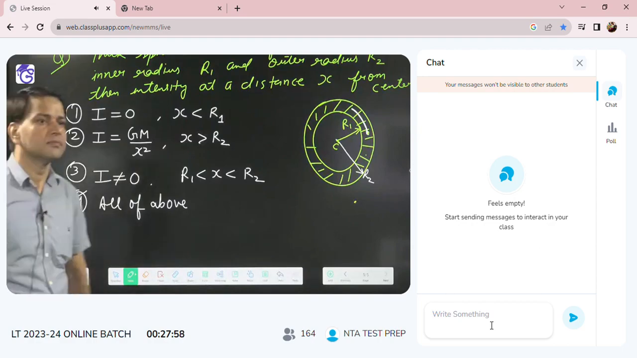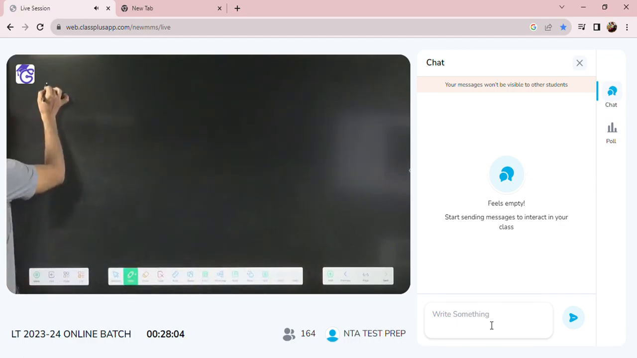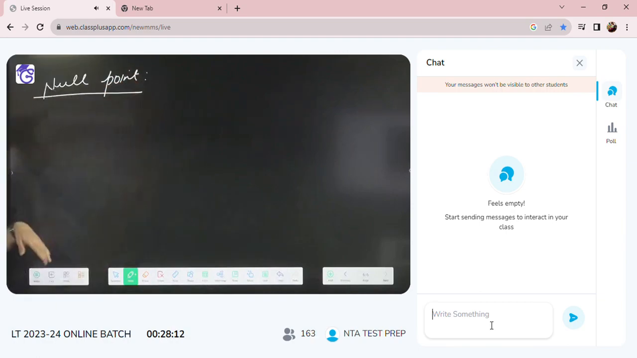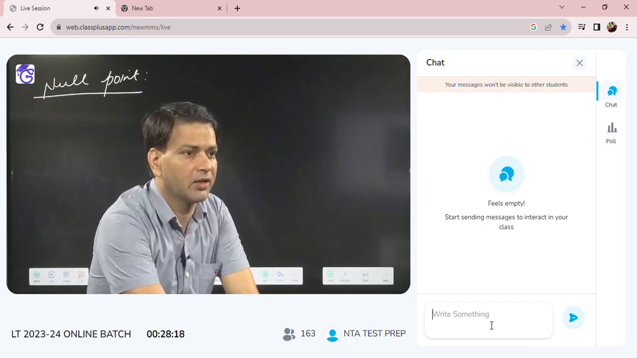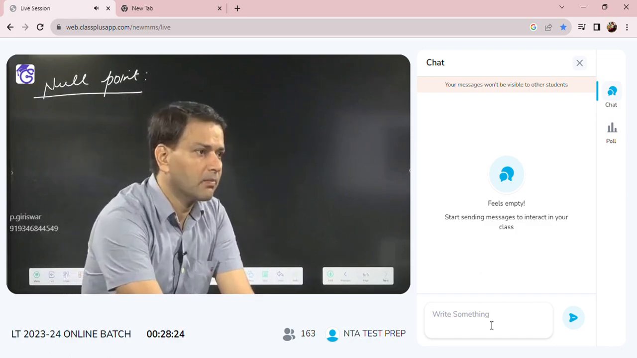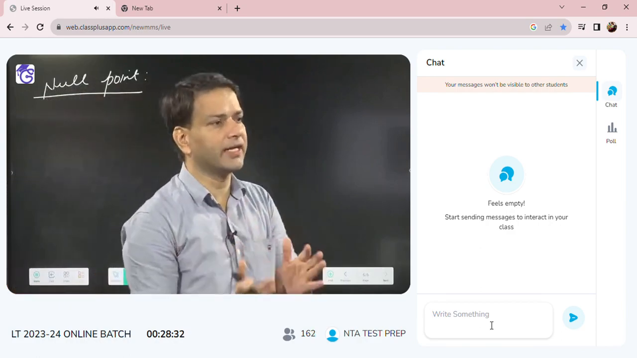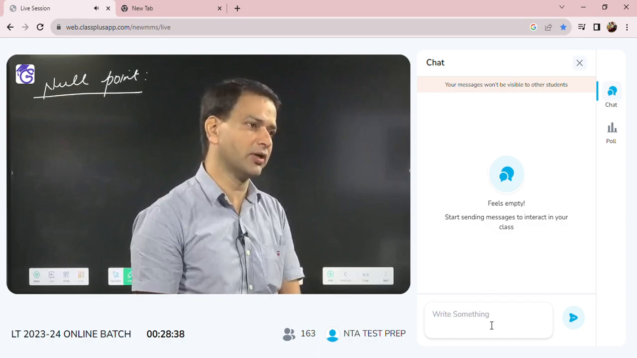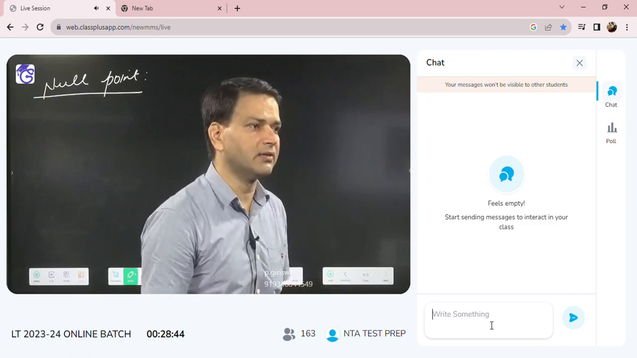Everybody got it? Now next is the null point. Sir, for inside the shell, x greater than r or x less than r? X less than r. Means less than the radius, since we are measuring distance from the center. Now the distance is less than the radius, it means the point is inside. If the distance is greater than the radius, you are outside, because x we are measuring from the center.